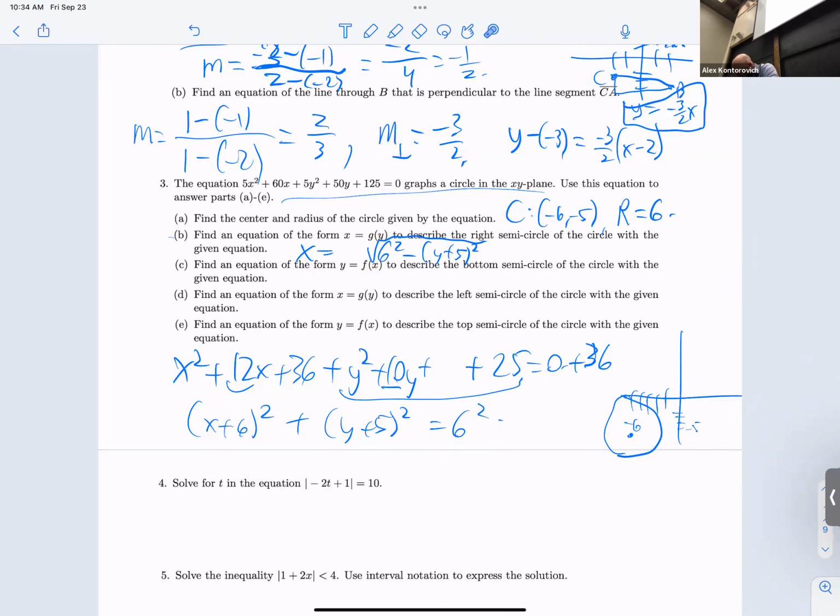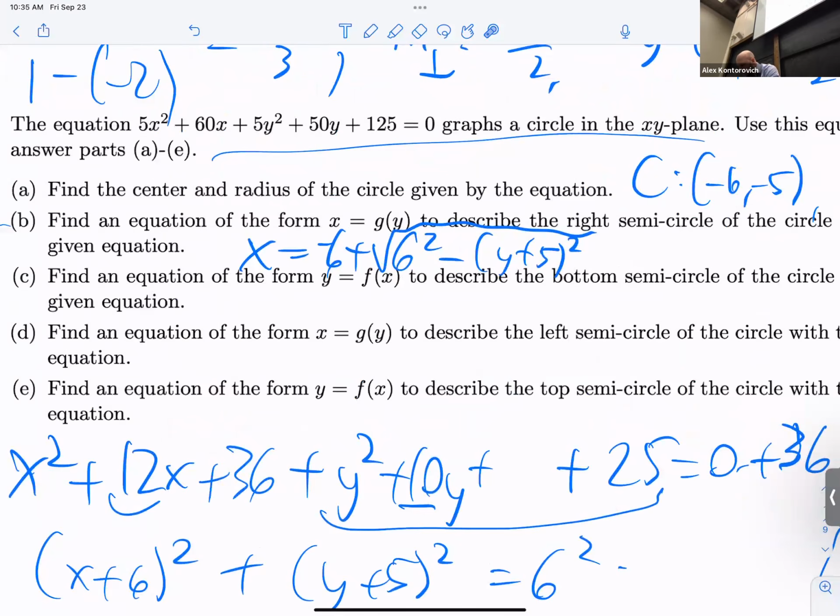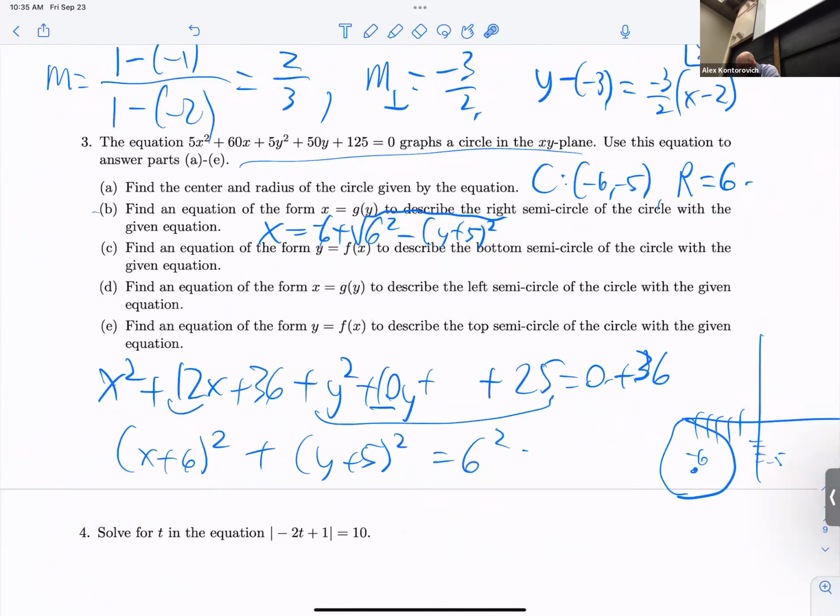And then do I want the plus square root or the minus square root? It said the right side, that's going to be plus. This is going to be the minus sign. So this is a plus. And then the -6 has to come over here. So that's the equation. You guys see that? -6 plus square root of 6 squared. So that's this. -6 plus the square root will give me that semicircle.